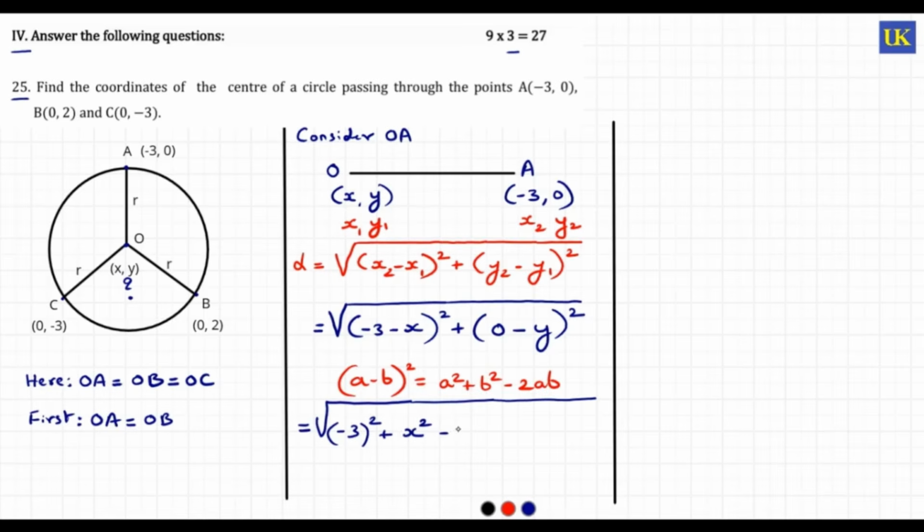Then minus 2 into a is how much? A is minus 3 and x, B means x. Now this plus sign, then 0 minus y, because 0 minus y is y, and y square is how much? It is y square only, right? So y square. Now we'll solve this further.